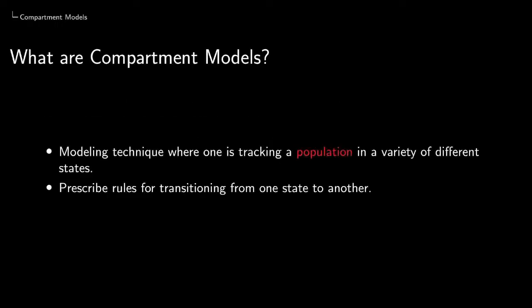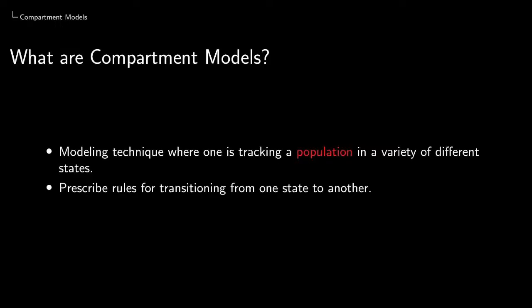So first we're going to talk about compartment models and what they are. Simply put, compartment models will often be used to track populations in a variety of different states. Now, populations can mean all sorts of things. It can mean people. It can mean animals in general and multiple different types of animals. I could talk about chemicals. So a lot of compartment models deal with different chemicals in different states.